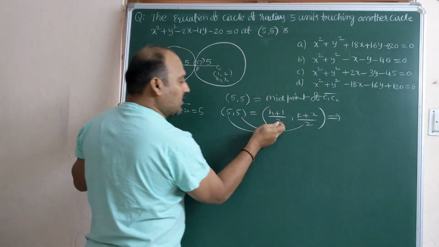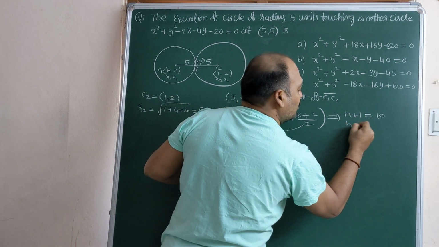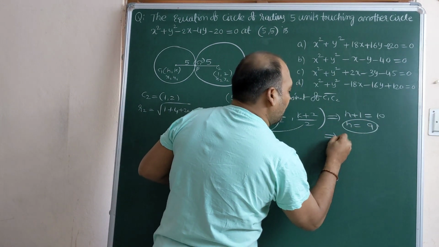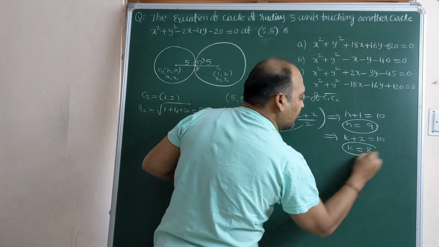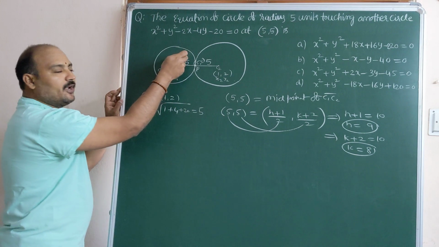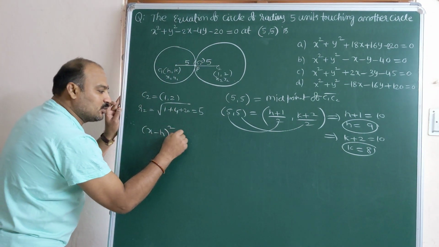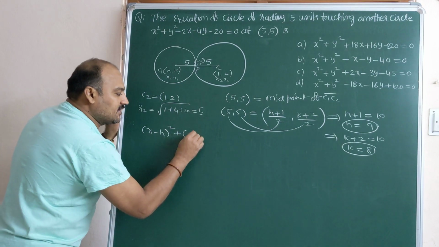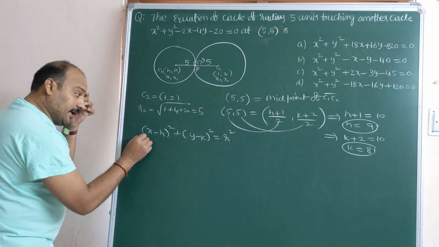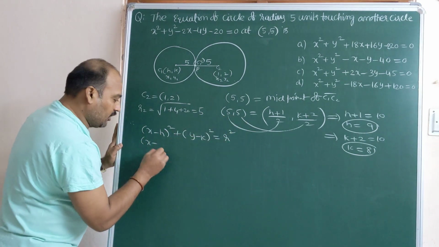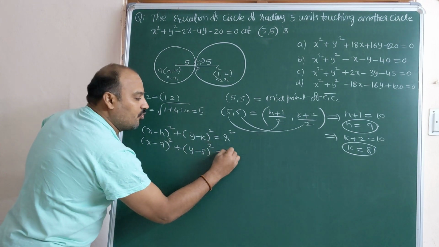That implies h plus 1 equal to 10, so h is equal to 9. K plus 2 equal to 10, so k is equal to 8. So we got the h, k values, and the radius also. Therefore, the required equation of the circle is x minus h whole square plus y minus k whole square equal to r square. So (x minus 9) whole square plus (y minus 8) whole square equal to 5 square.